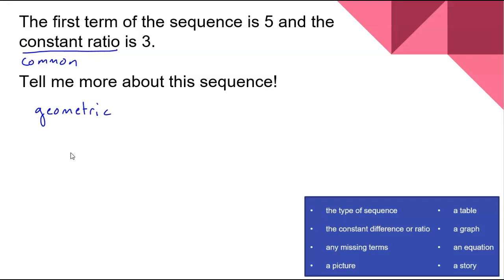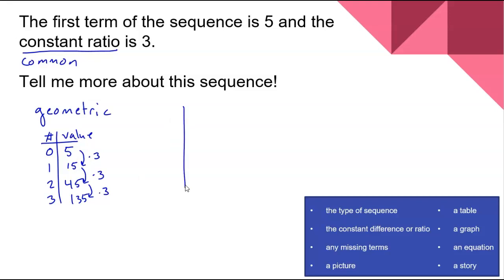We could do a table. A table might help us visualize this a little bit. So this is the number of terms and this is the value. And the first term is 5. We could call that term 0 if we wanted to. We could just start at step 0. And the constant ratio, common ratio, is 3. So we're going to multiply by 3. The next term is going to be 15. The following term is going to be 45. The following term is going to be 45 times 3, which is 135. So we can see it's growing quite rapidly.